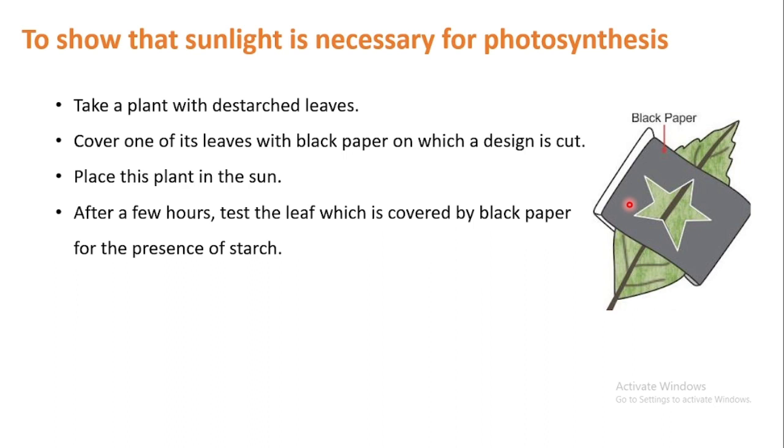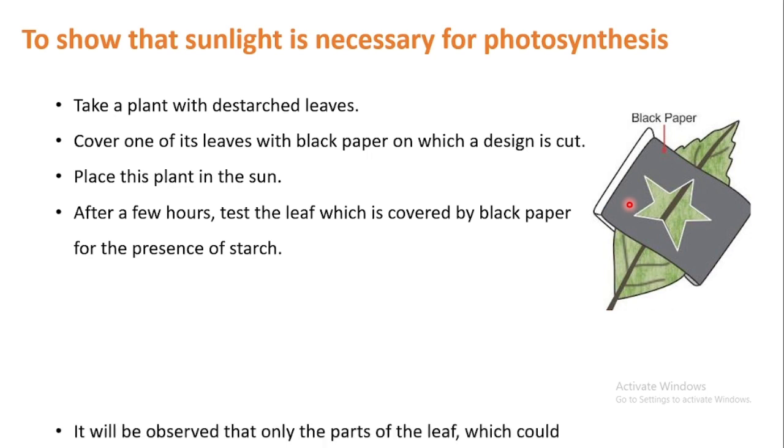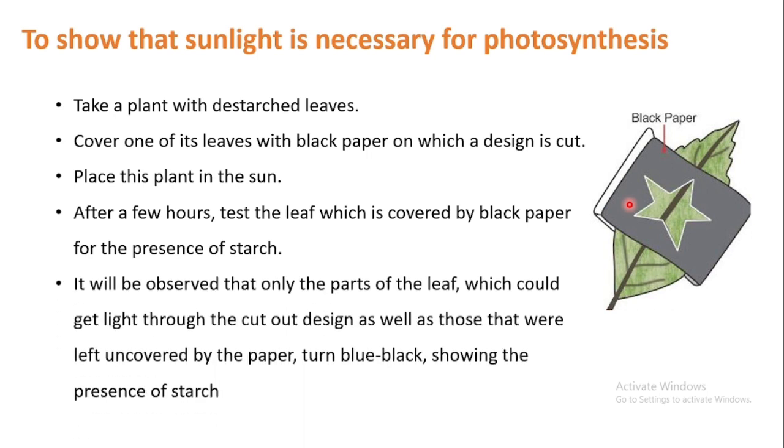After a few hours, you pluck the leaf and test the leaf which was covered by black paper for the presence of starch. It will be observed that only the parts of the leaf which could get light, this part could get light, but not this gray part. The black part was not able to receive sunlight. So it will be observed that only the parts of the leaf which could get light through the cutout design, as well as those left uncovered by the paper, turned blue-black. It shows the presence of starch.